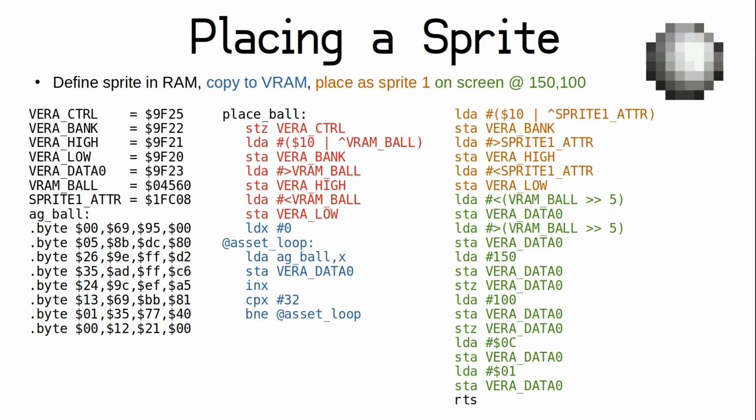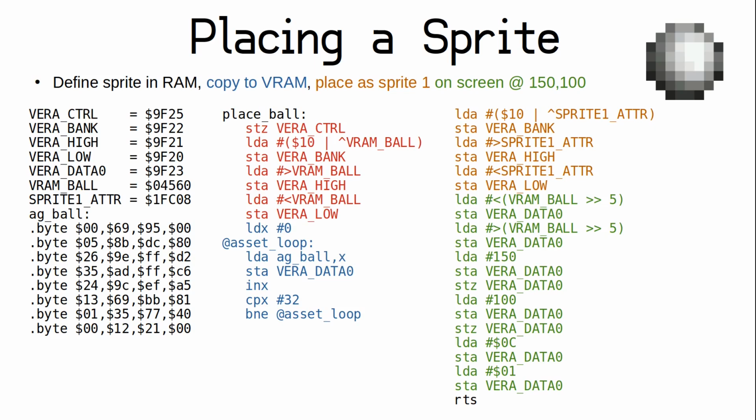Now let's go through a case study where we define a sprite asset in RAM alongside a program that will copy it to VRAM and then configure the attributes for Sprite 1 to use that asset and place it 150 pixels from the left side of the screen and 100 pixels from the top. We're going to use palette offset 1, which is a grayscale palette, which we can use to make a simple 8x8 pixel silver ball, just like you can see here.